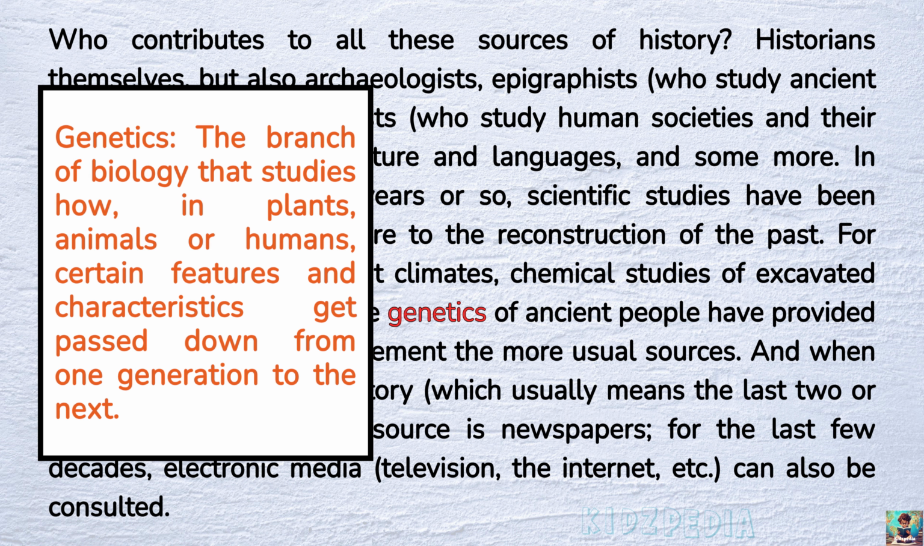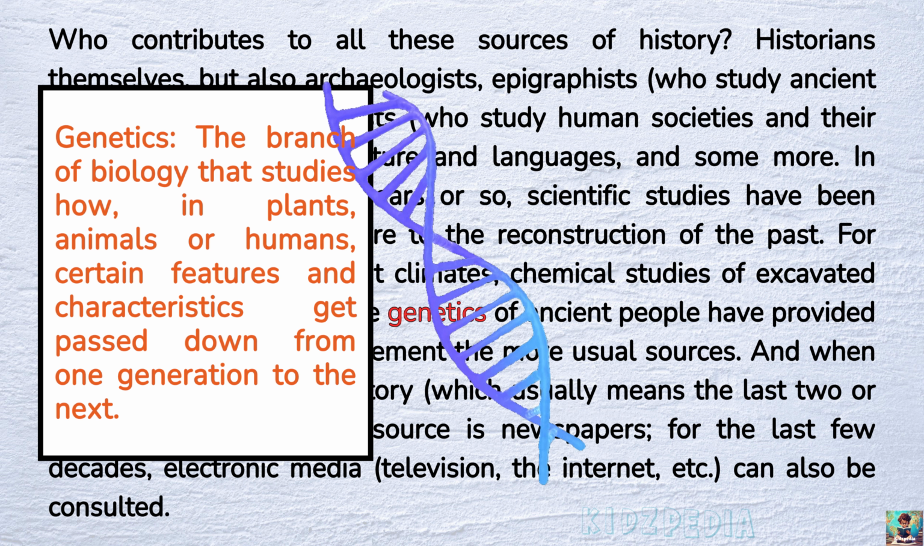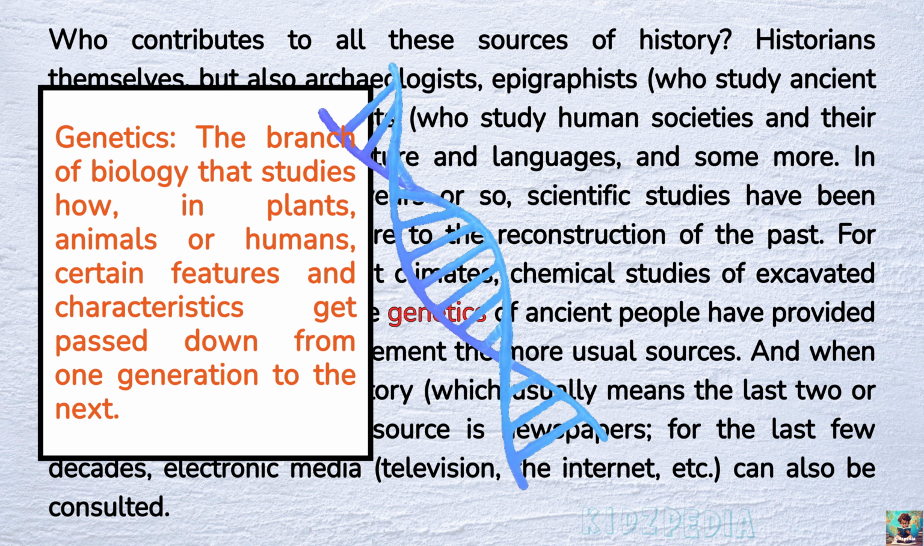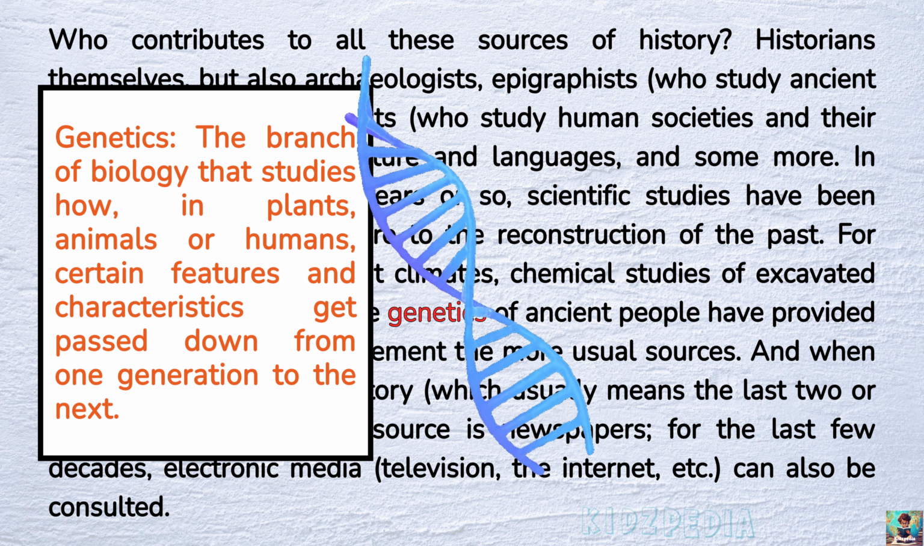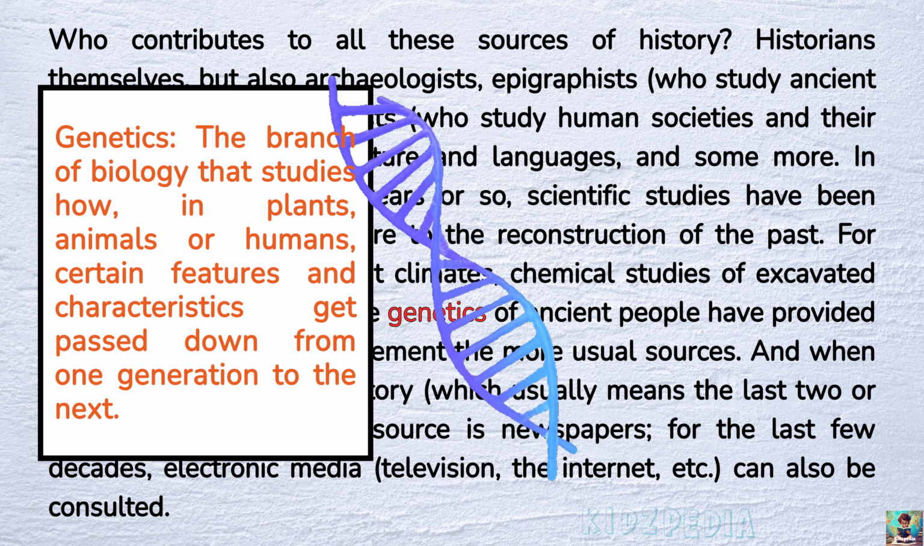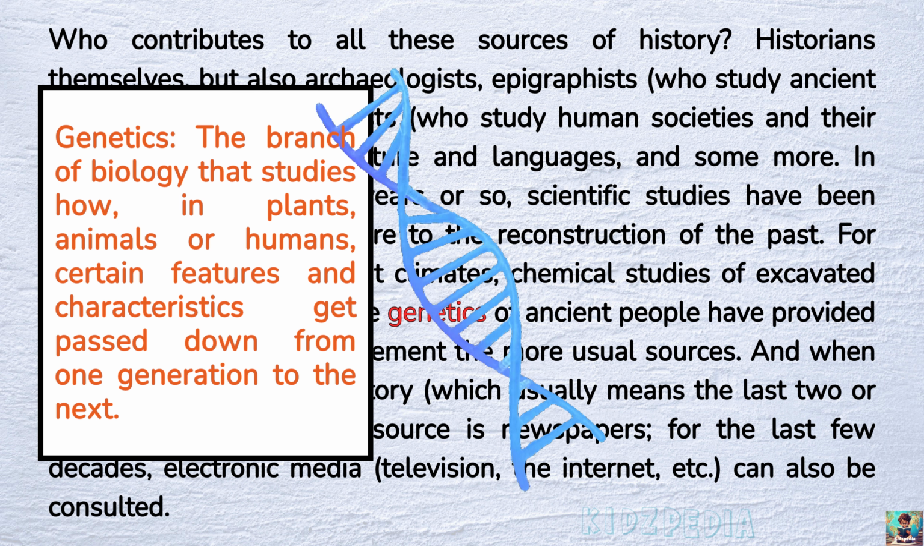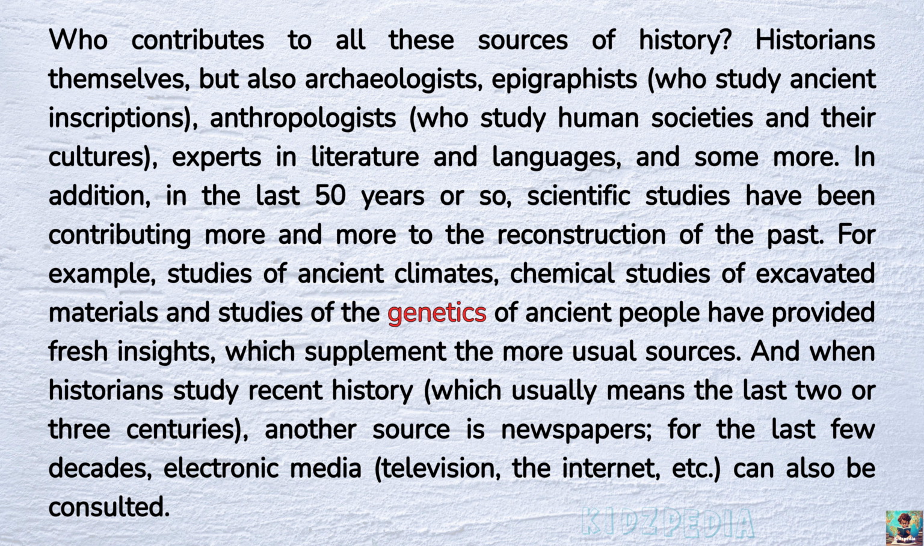Genetics, the branch of biology that studies how in plants, animals, or humans certain features or characteristics get passed down from one generation to the next. Genetics is a part of science that studies how plants, animals, and people get certain features from their parents. For example, you might have got your mom's eye color or your dad's hair type because of genetics.